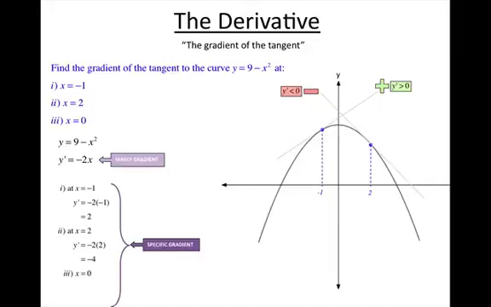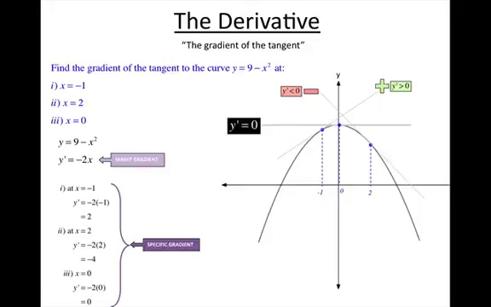Next, we'll try x equals 0. So at that point there. Now, that line there, as you can see, is actually horizontal. It is parallel to the x-axis. And what that means is it's going to have a gradient of 0. But just to check that, let's just sub in 0, and our first derivative is 0.